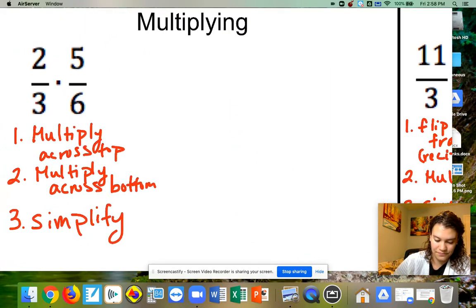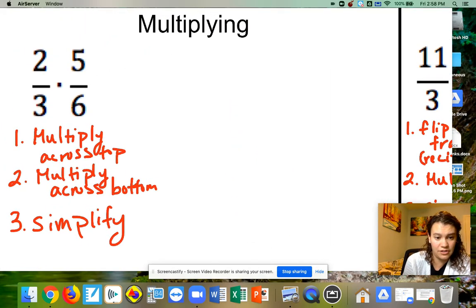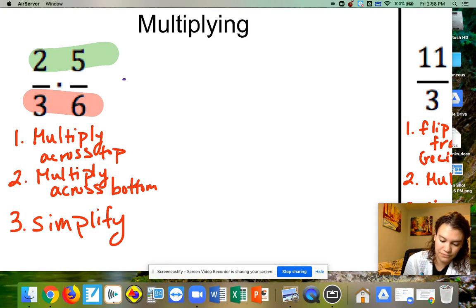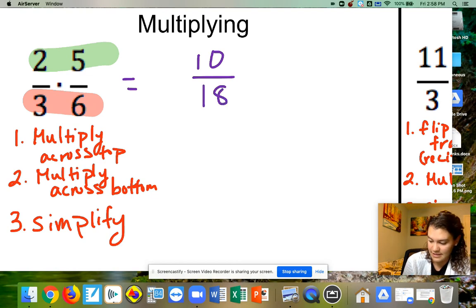Multiplying. So multiplication, you want to multiply across the top and then also multiply across the bottom to get your answer. So 2 times 5 is 10. 3 times 6 is 18. And now at this point we can simplify.